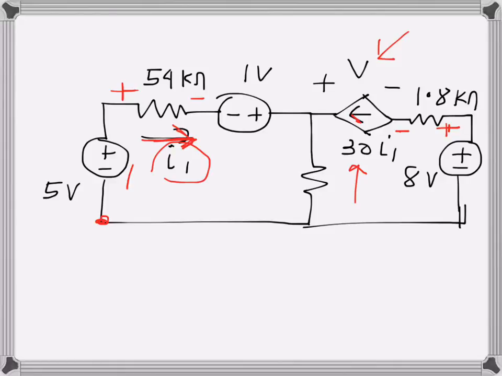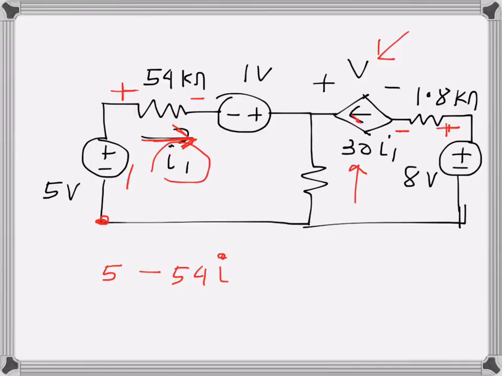5 volt is a rise, minus to plus, so that's a plus 5. Then 54 times I1. This is in kilo ohms, so I will just write 54 I1. I will assume that the current I get will be in milliamps, so kilo times milli will be just the volt. 54 is a drop, so negative 54 I1.